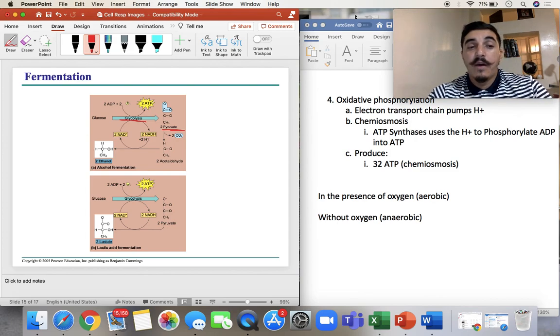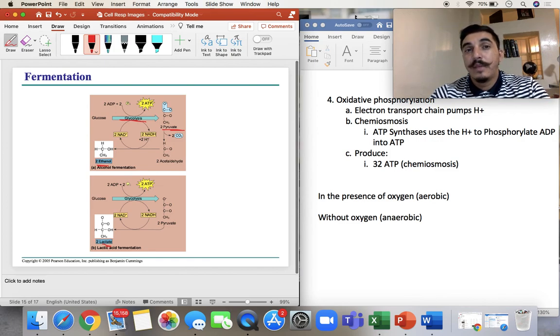If we don't have oxygen, there are some organisms that stop right after the pyruvate. They'll break it down just a little more, but they will create ethanol, that's alcohol fermentation, like yeast, or they will create lactate. That's lactic acid fermentation. That's the soreness in our muscles when we work out. If you work out, I don't work out, but when I used to work out, I'd be super sore.